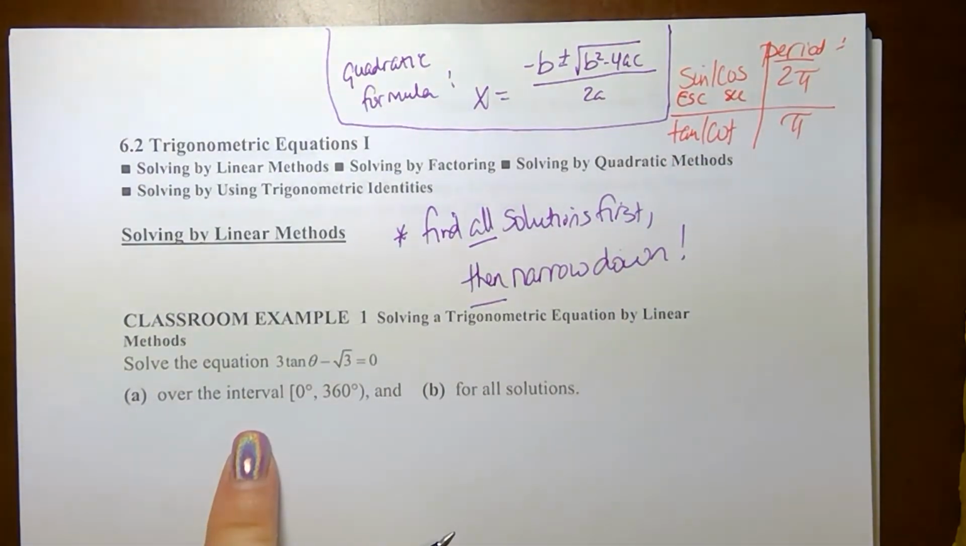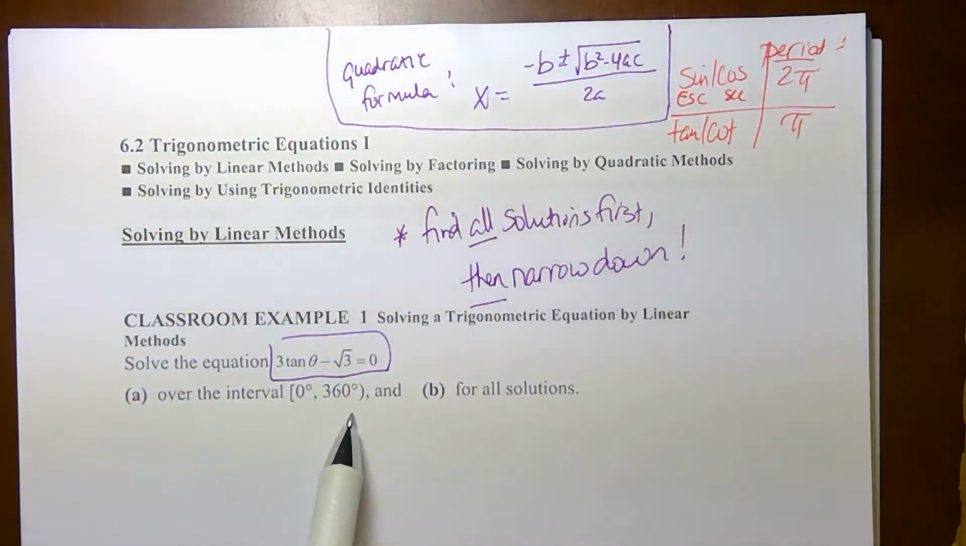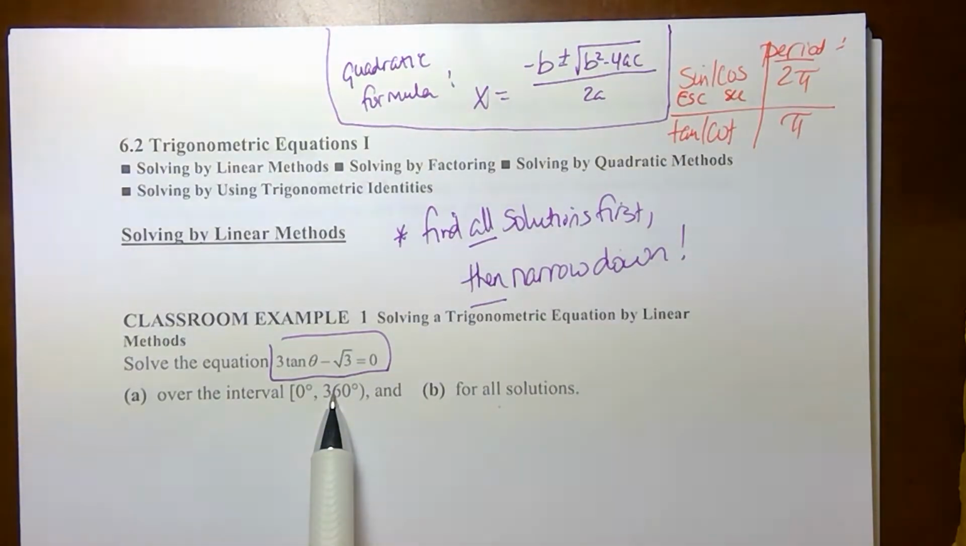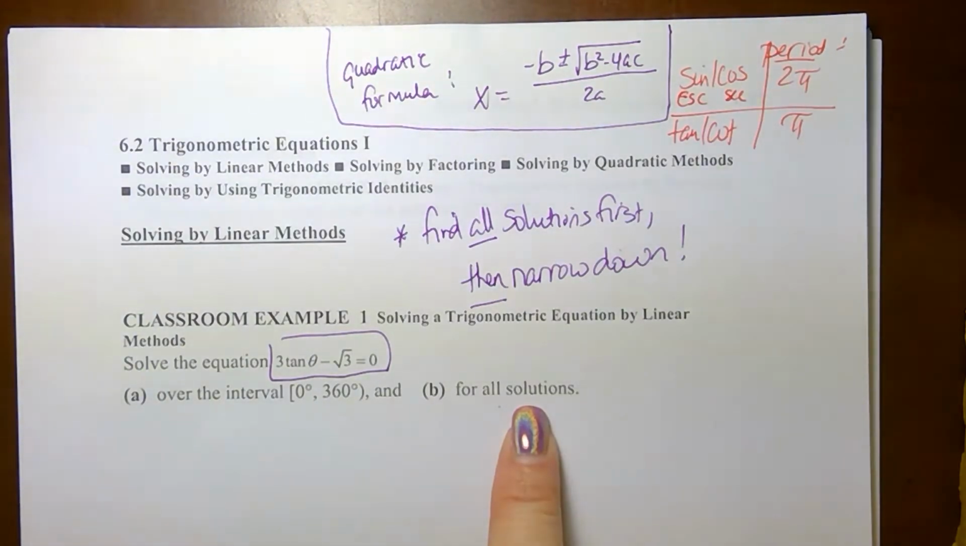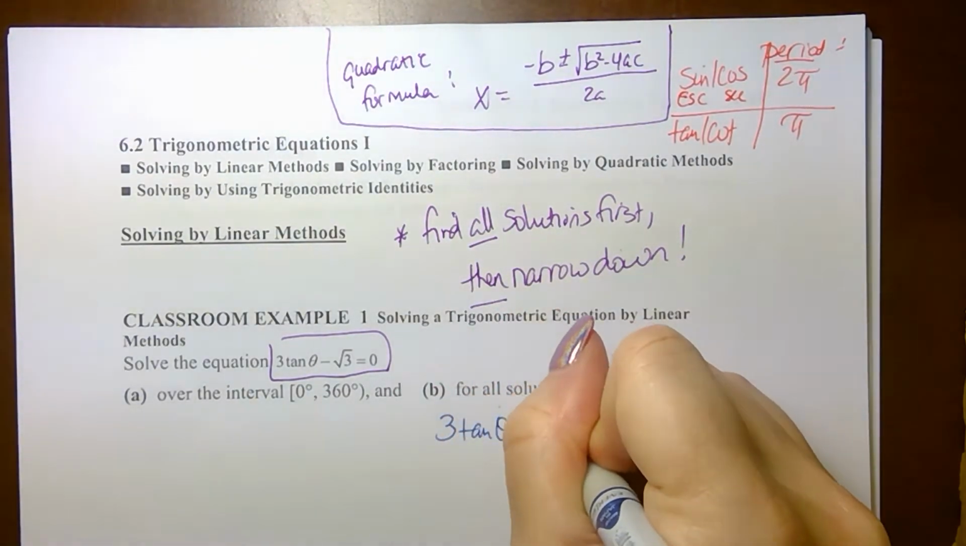So for example, this first equation we're asked to solve says to solve for all the solutions over the interval 0 to 360 degrees, and then to solve for all solutions. Well, we're going to go the other order. We're going to start by finding my entire solution set, all possible solutions. And then we're going to look to see which solutions fall within this limited interval. Okay, so we are solving 3 tangent theta minus square root 3 equals 0. And we're going to start by solving it for all solutions.